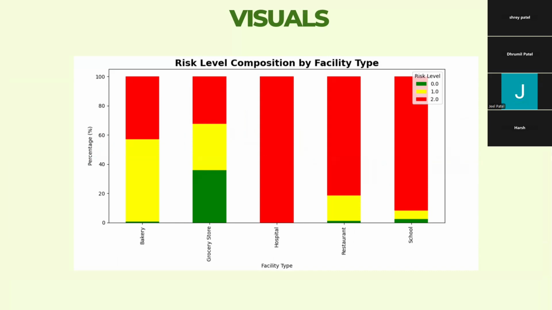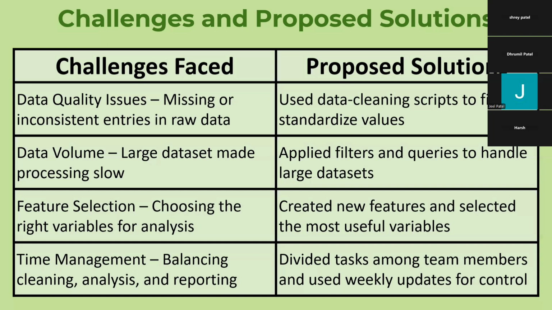However, the grocery stores are pretty much the same for each risk level, and in hospitals, almost every hospital is at high risk. The restaurant chart shows that 80% of the restaurants are at high risk, and only a small ratio of restaurants are safe. Same with the schools, most of the schools are at high risk as well. Can you move to the next slide?